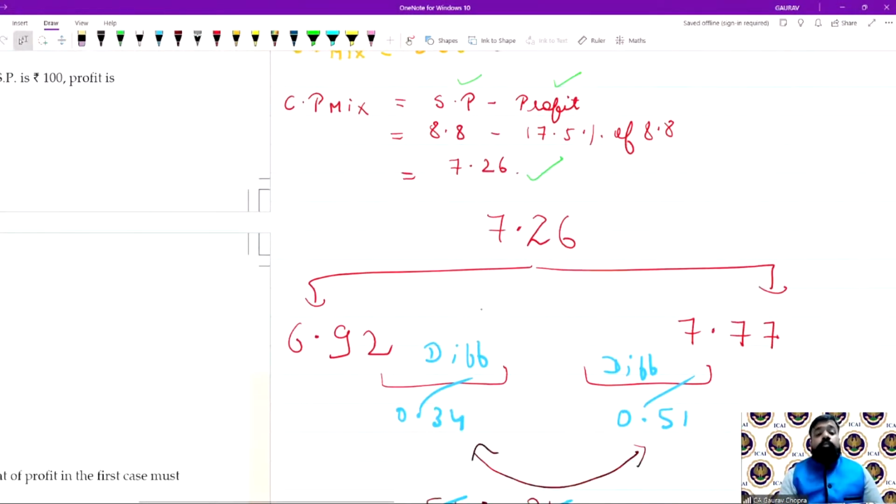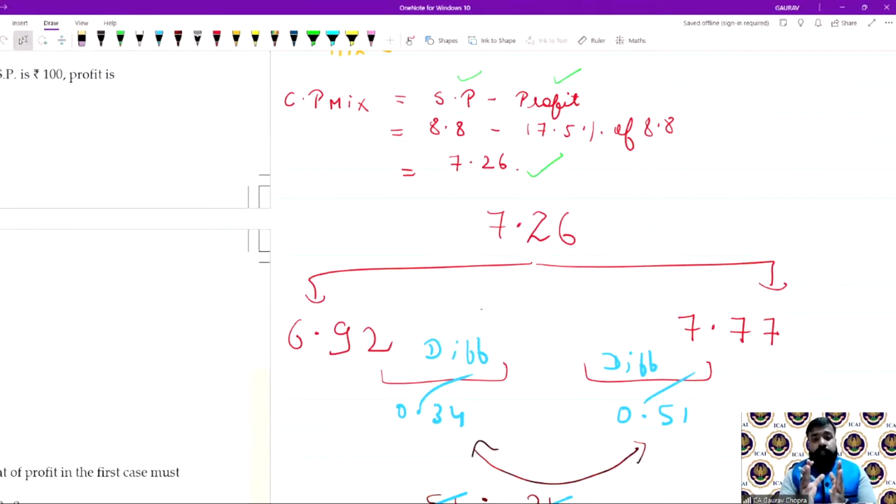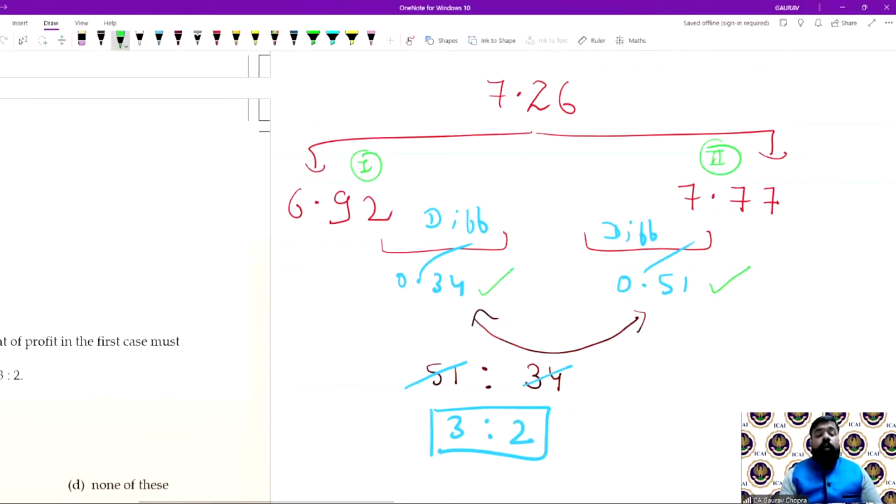Okay. Now, this is the mixed cost price, the cost price of the mixture. Now we are having two varieties. So the next step is to calculate the difference. This is the first variety, and here we have the second variety. Now calculate their differences with this mixture. So we are getting 34 and 51. Now, the last step is most important. Never forget to do the last step, otherwise you will get the wrong answer. The last step is always to interchange the values. The result is 51 ratio 34, or we can say 3 ratio 2. So this will be the final answer.